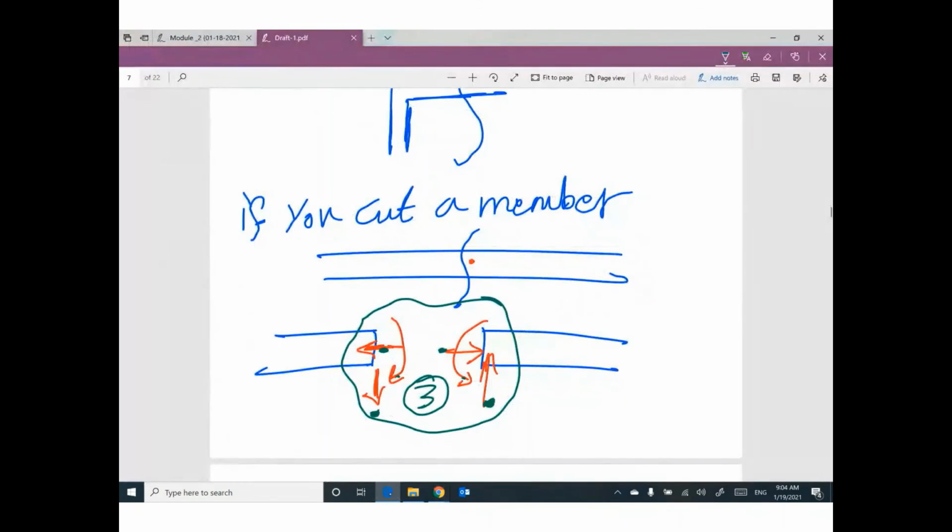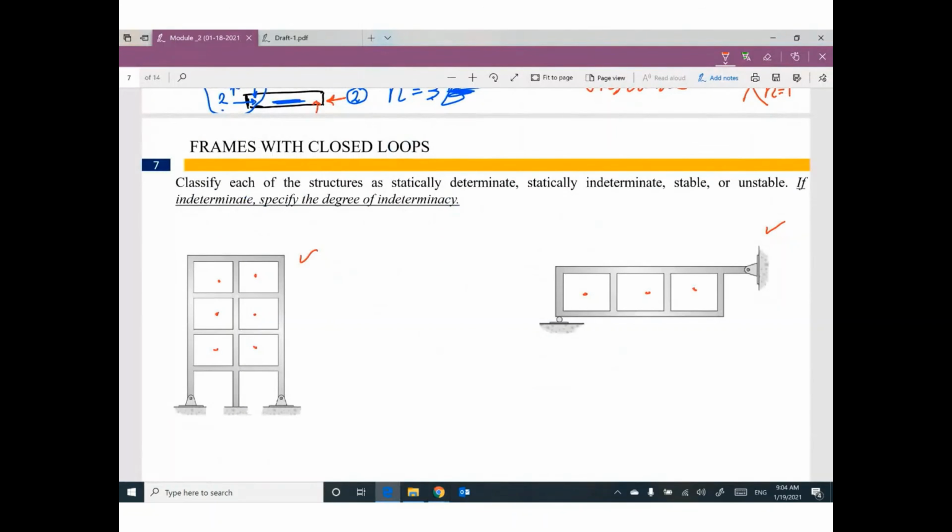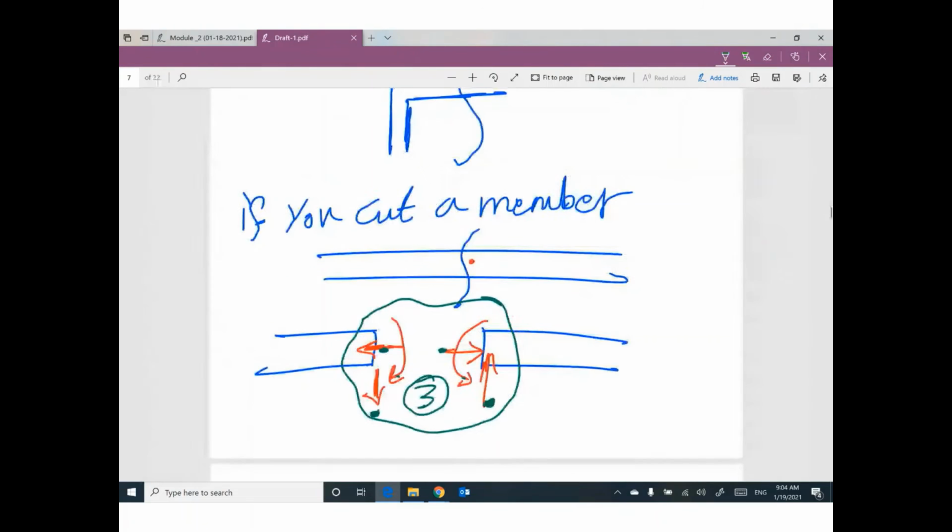Let's do this example. We have a frame with closed loops, like this one. We have a hinge. We have a roller. And this one is a closed loop, this one is a closed loop, this one is a closed loop. So we need to do cut. I need to open. I forgot to mention this.